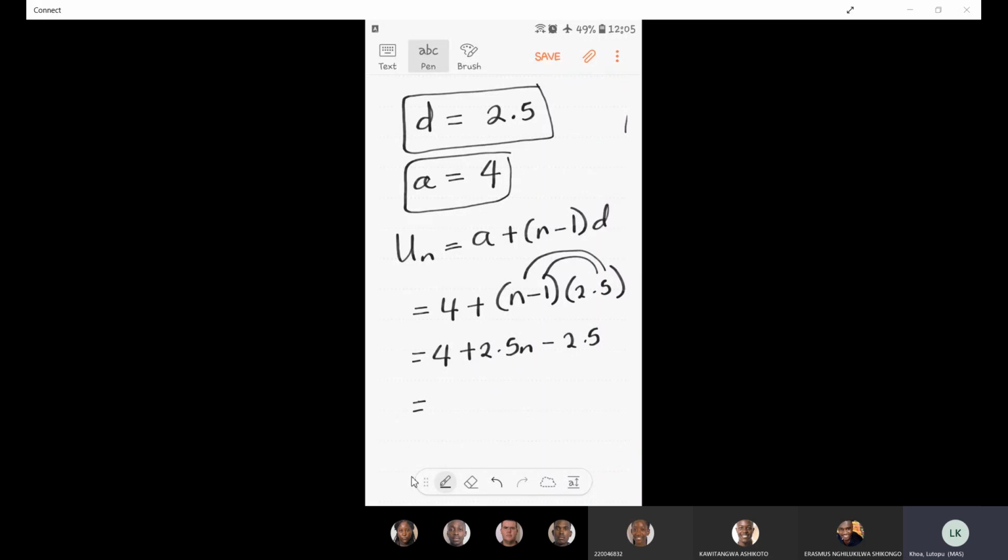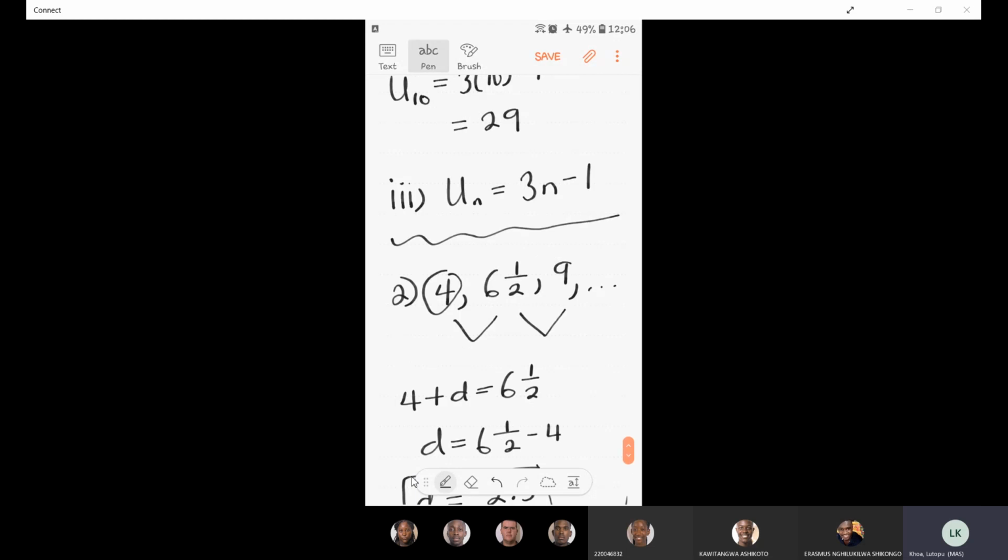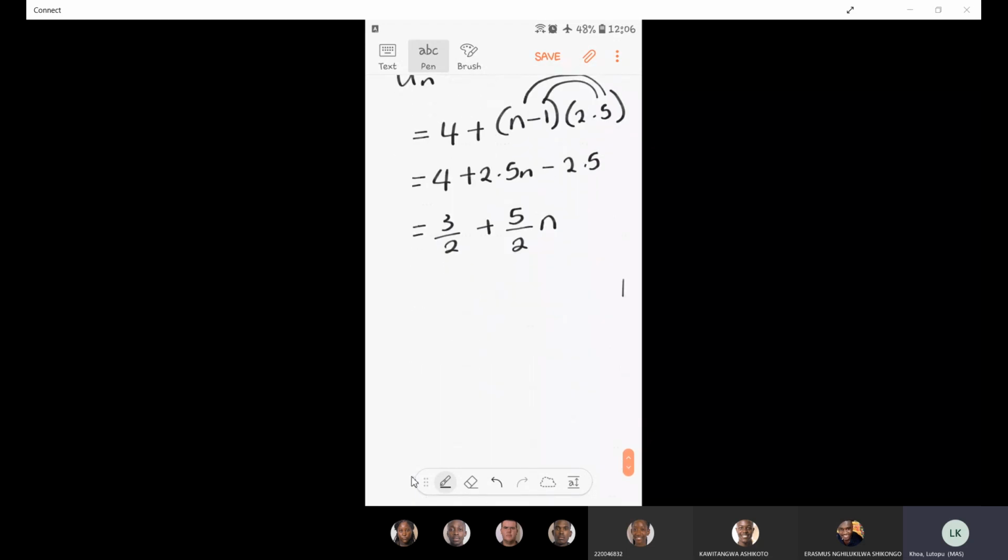This is 1.5, or 3 over 2, plus 2.5, this is 5 over 2 times n. And again, we are asked to find the common difference. We did. We said the common difference is 2.5, and we're asked to find the 10th term. So we want u10. Now u10, this is equal to 3 over 2 plus 5 over 2 times 10.